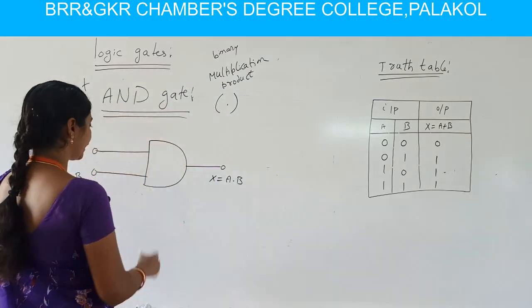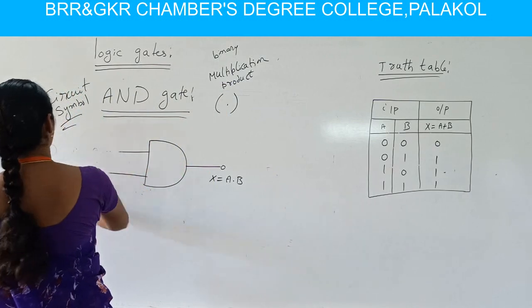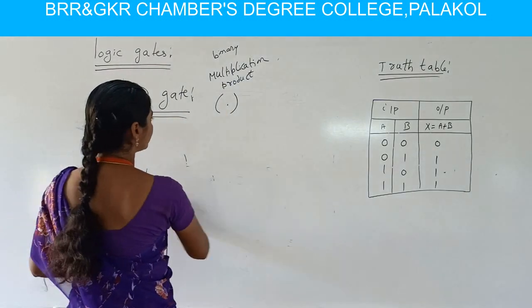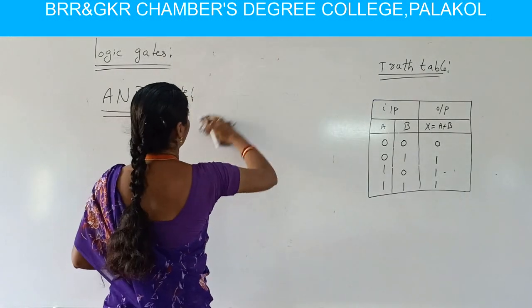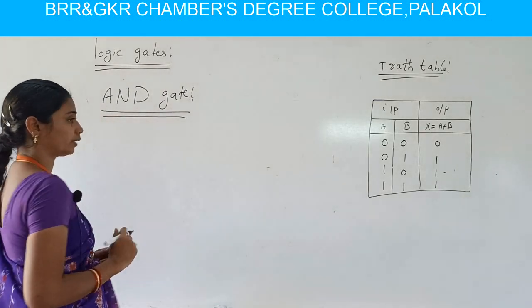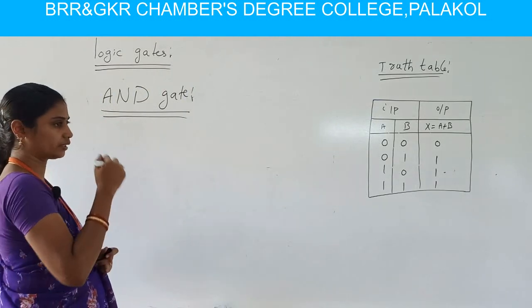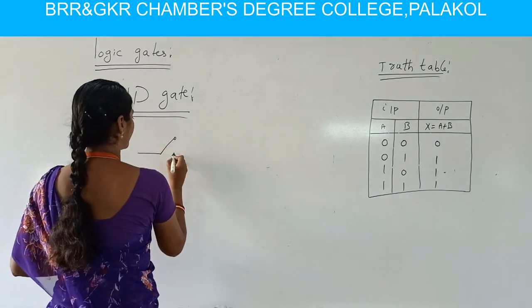Okay, this AND gate circuit with switches is as follows. Here the AND gate is doing a binary multiplication process. There should be no confusion about the AND gate and the OR gate. In the OR gate the switches are connected in parallel, but in the AND gate the switches are connected in series.